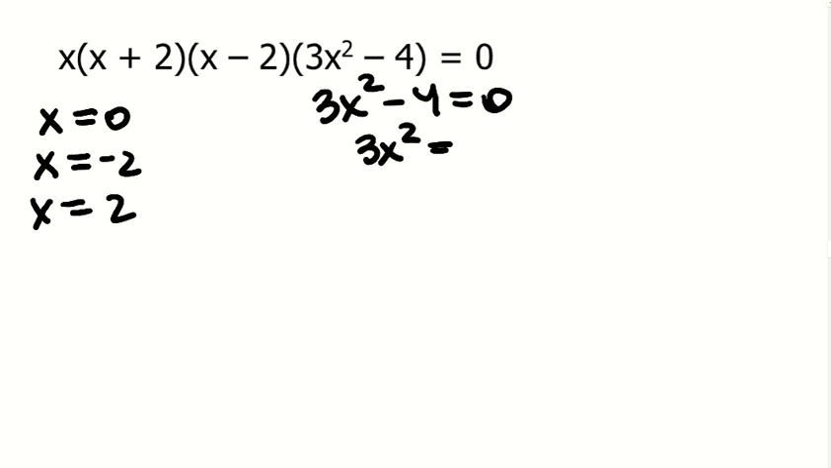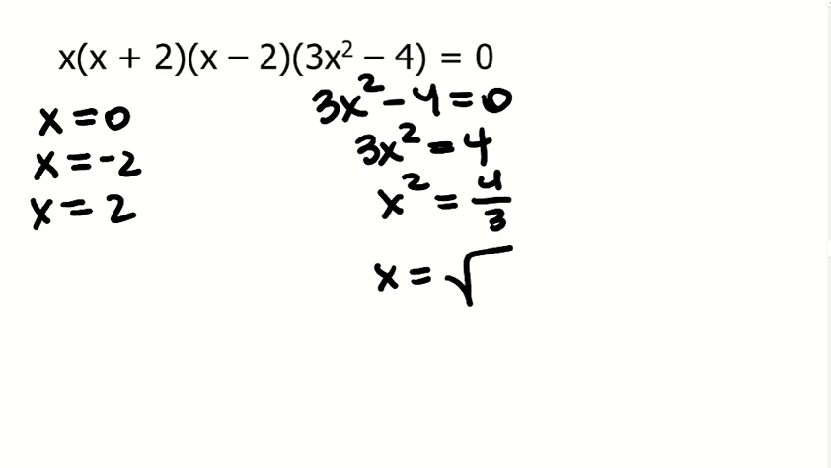And I am not a huge fan of directly solving on degree 4 or higher, for reasons I might explain later. But I'm just adding 4 to both sides. I'm going to divide by 3. Whoops, that's x squared. And then I'm going to take the square root of both sides.